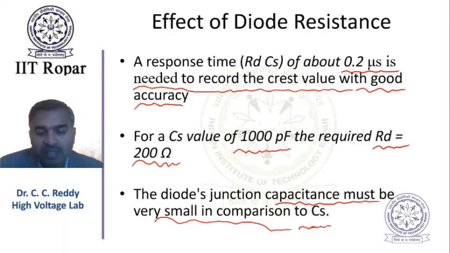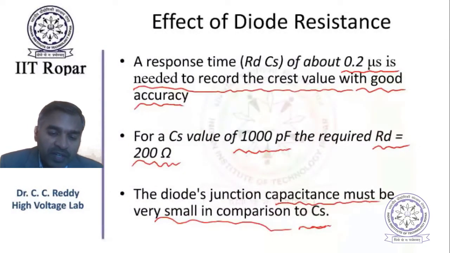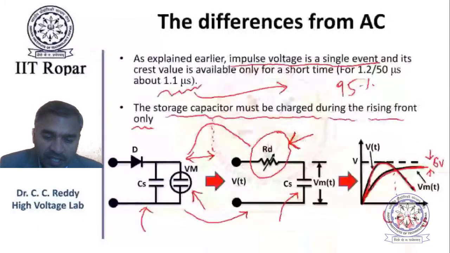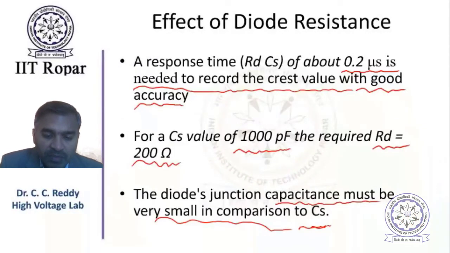This problem occurs while discharging. In the forward case, it is resistance only, and then it charges the capacitor CS. But when it is reverse biased, capacitance will also come into the picture. That capacitance should be much smaller than the capacitance CS.